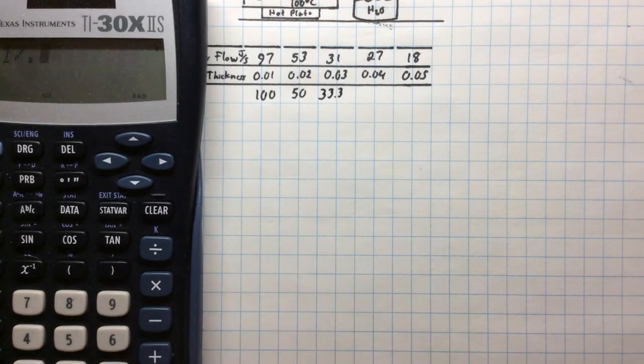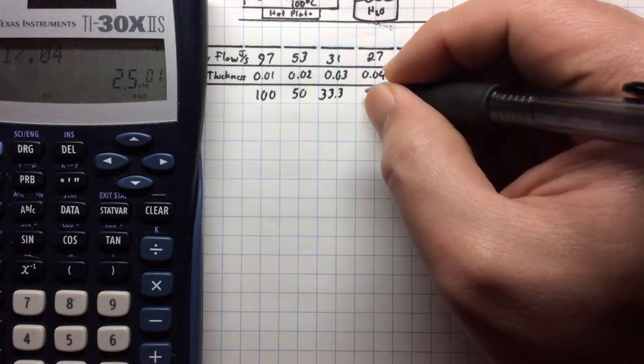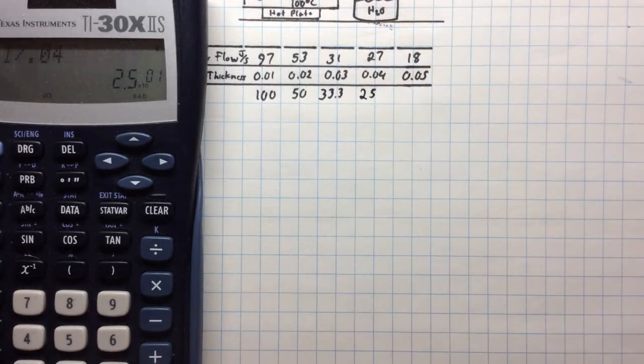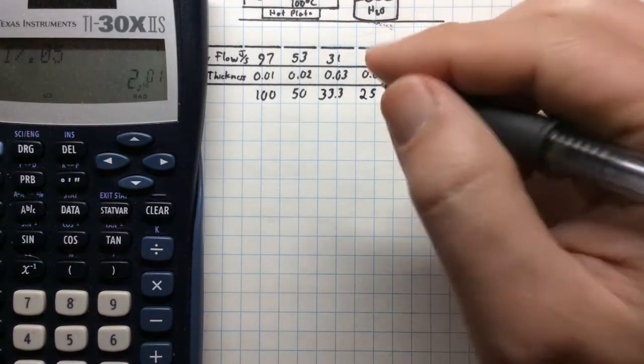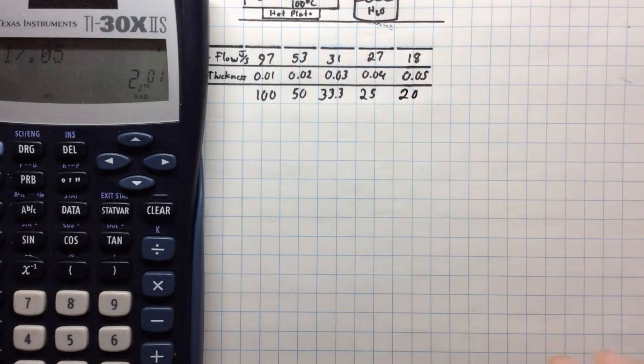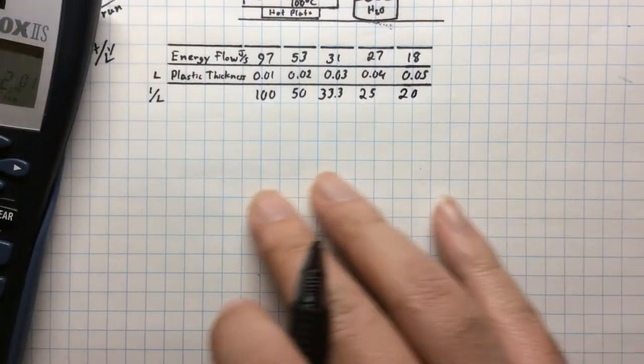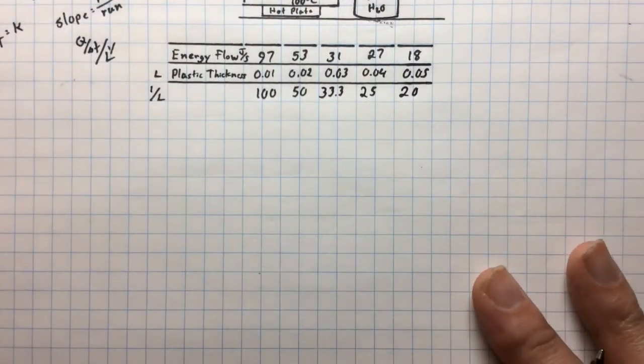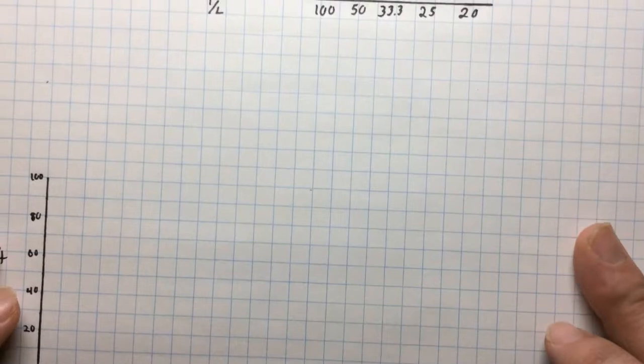1 divided by 0.04, 25. And 1 divided by 0.05 is going to be 20. All right, so we've got our numbers there. Very little mental power left. It's late at night. So what I need to do is graph that out.